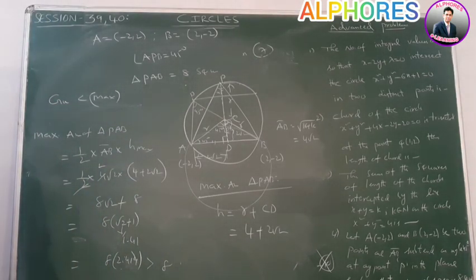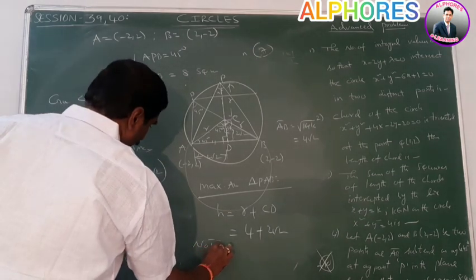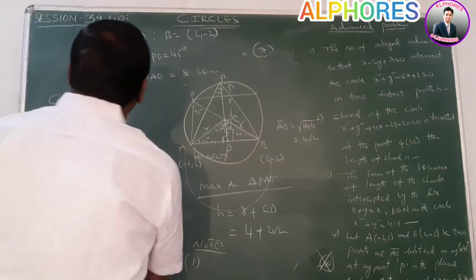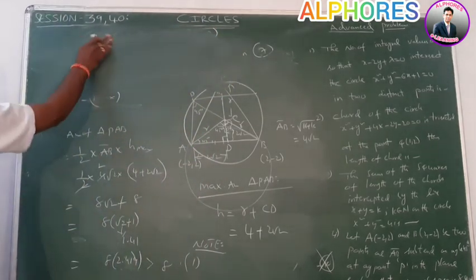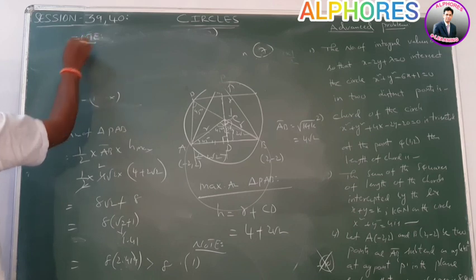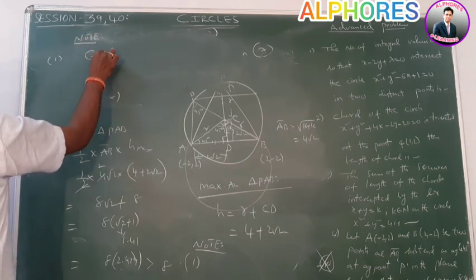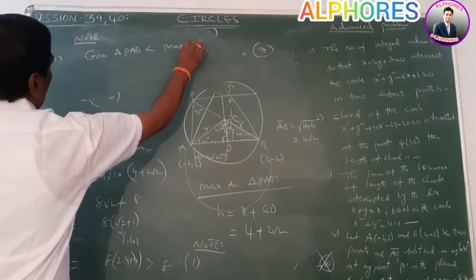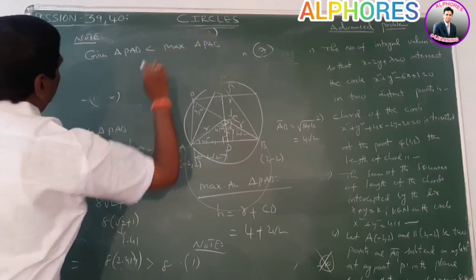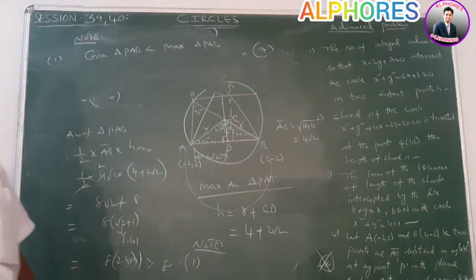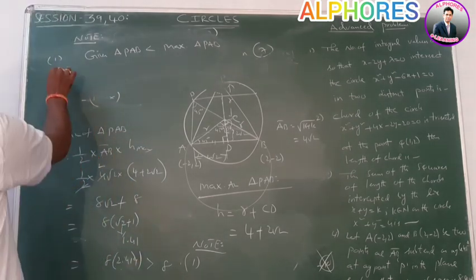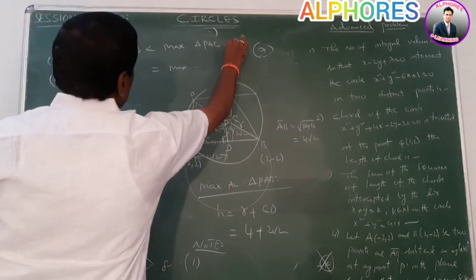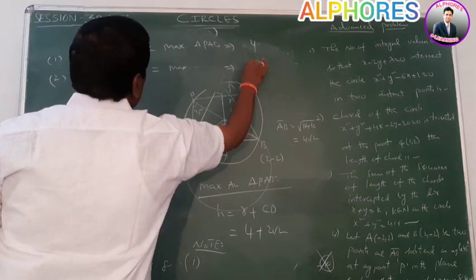Please note this point. Note: if the given area of triangle PAB is less than the maximum area of triangle PAB, then the number of possible values of P is equal to 4. Second one, if the given area of triangle PAB is equal to the maximum area of triangle PAB, then the number of possible values of P is 2, only 2.